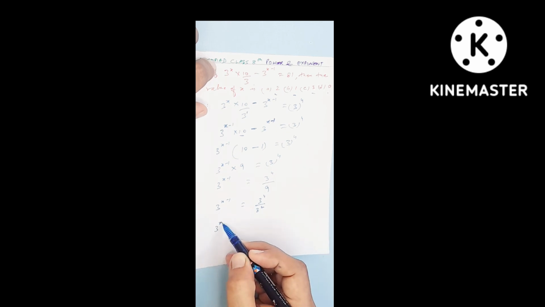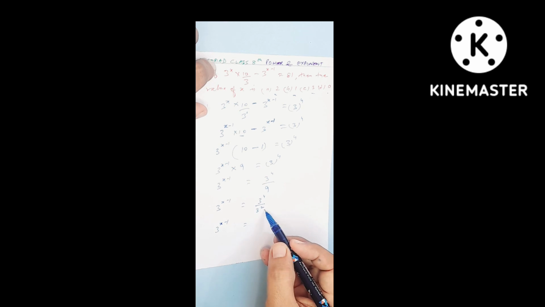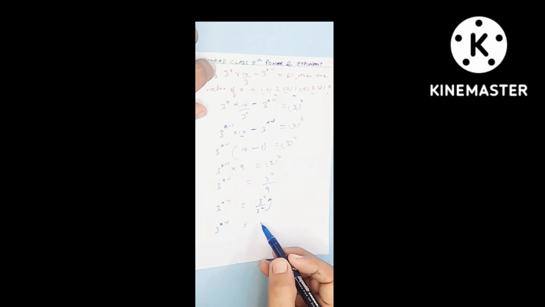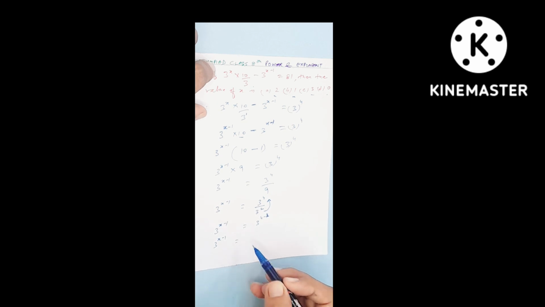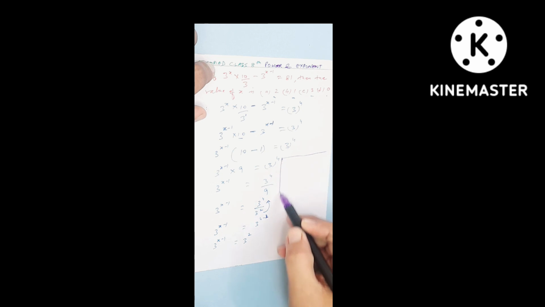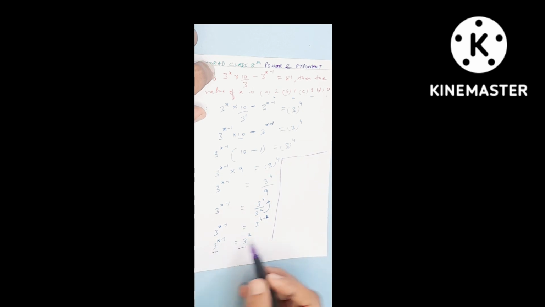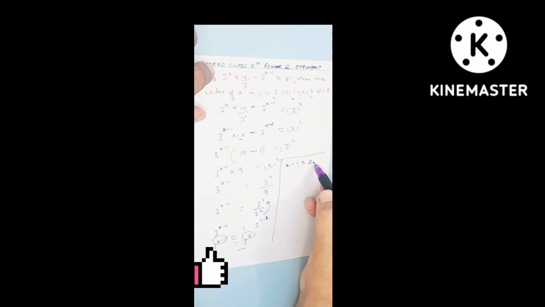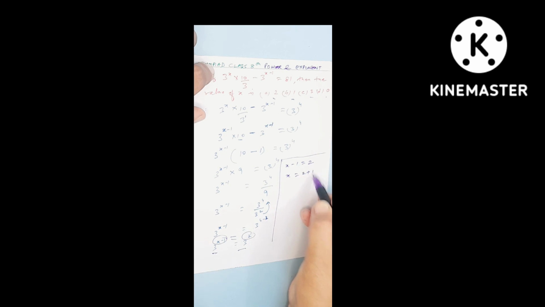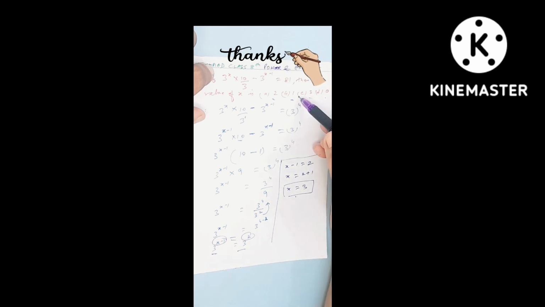So 3 raised to the power x minus 1 equals, because we have to take it on the numerator side, 3 raised to the power 4 minus 2. So 3 raised to the power x minus 1 equals 3 raised to the power 2. Because bases are same, we can easily solve it. Bases are same, so we have to equate these two. So x minus 1 equals 2. So x equals 2 plus 1, which means x equals 3. So x equal to 3 is your answer, which is option number C.